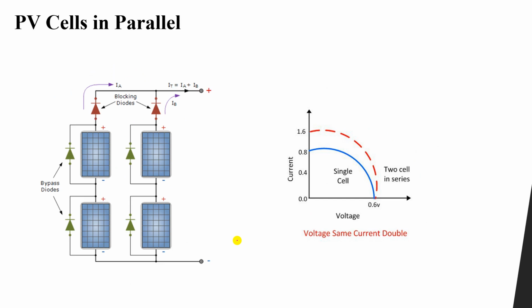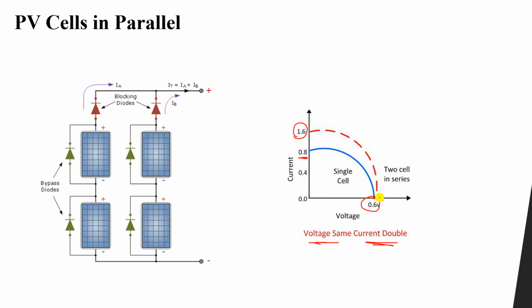Okay, now when we have PV cells in parallel, what will happen is that the total current will increase. So if we have one cell like this, a single cell, with a short circuit current of 0.8, then when we have two cells, the current will be doubled. 0.8 multiplied by 2 gives us 1.6. And the voltage here will be the same. You can see the voltage didn't shift. It is the same voltage, but the current is doubled.